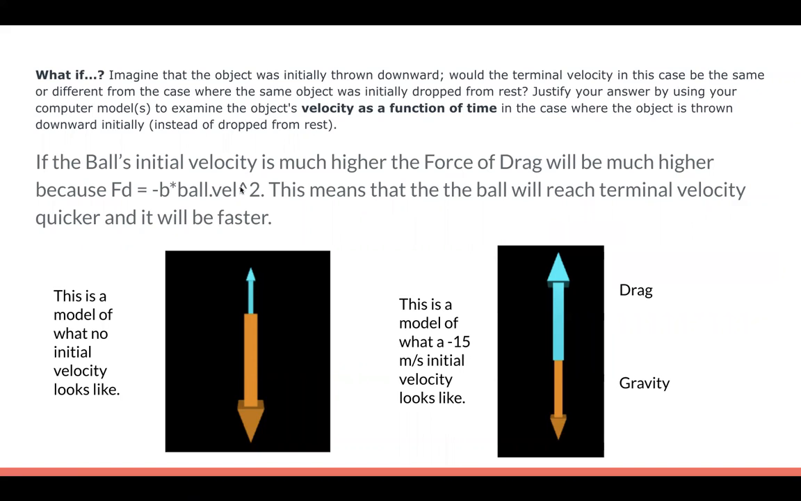So if the ball's initial velocity is, oh wait, one second, I got this. Okay, the first model right here is showing what it looks like when there's no initial velocity, where here I put in a negative 15 initial velocity, and as you can see, the blue arrow representing drag is much higher, and this means that the drag force will become higher, and the ball will reach terminal velocity faster, and the terminal velocity will be higher if you throw the ball versus if you don't throw the ball.